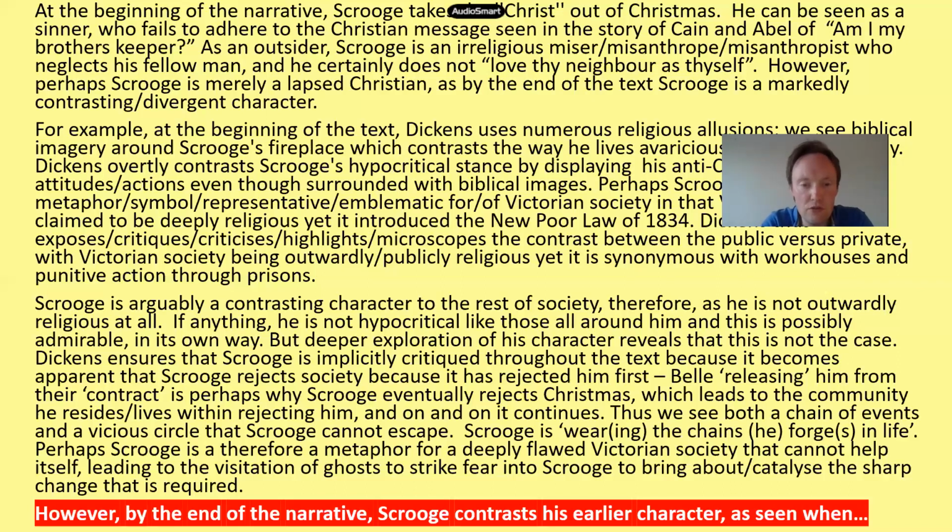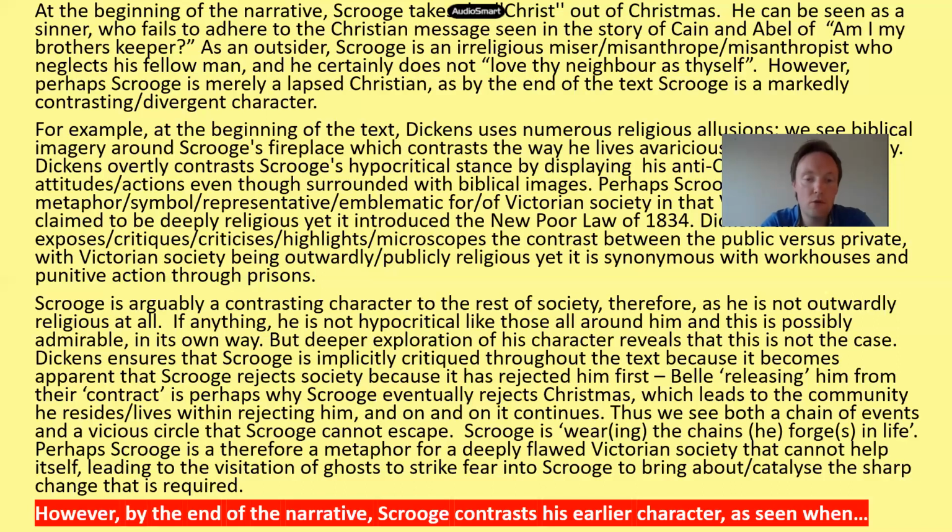Dickens ensures that Scrooge is implicitly critiqued throughout the text because it becomes apparent that Scrooge rejects society because it has rejected him first. Belle, his fiancée, releases him from their contract, and that's perhaps why Scrooge eventually rejects Christmas, which leads to the community he resides within rejecting him, and on it continues. Thus we see both a chain of events and a vicious circle that Scrooge cannot escape. Scrooge is wearing the chains he forges in life, much like Marley.